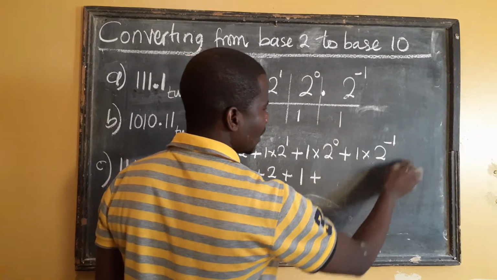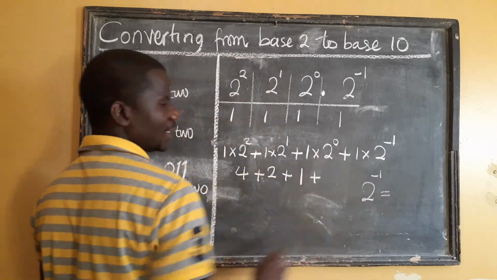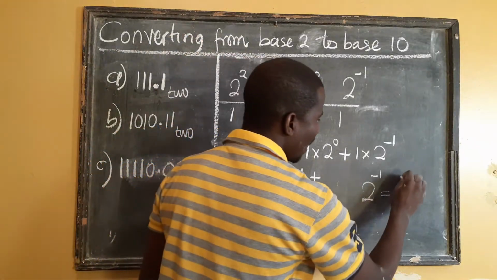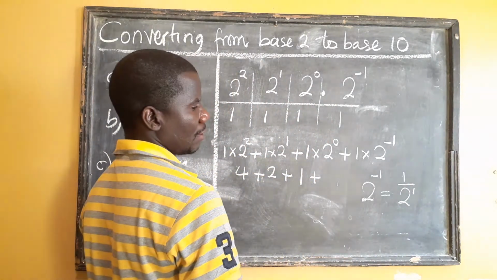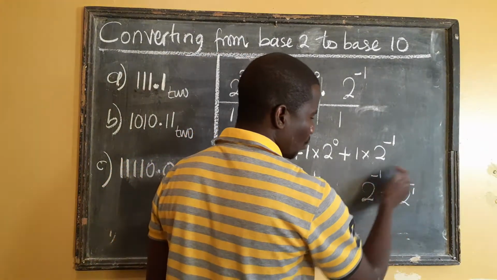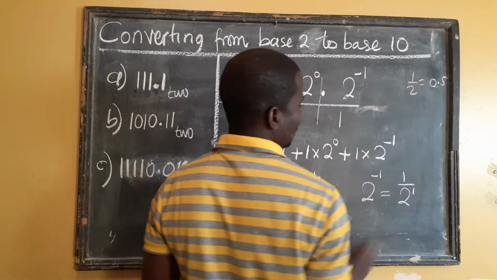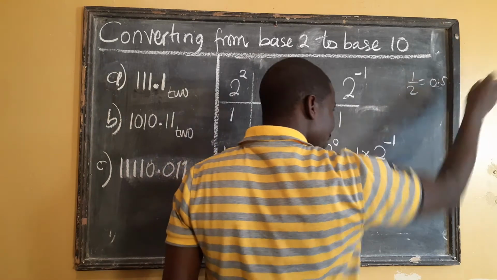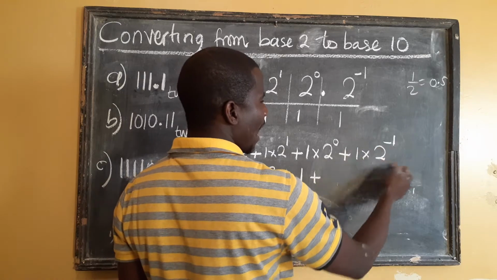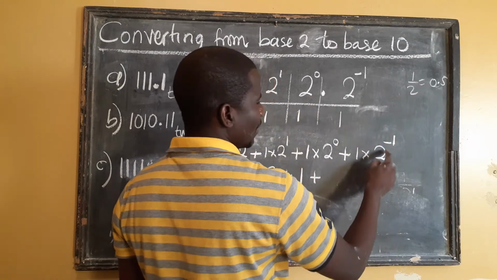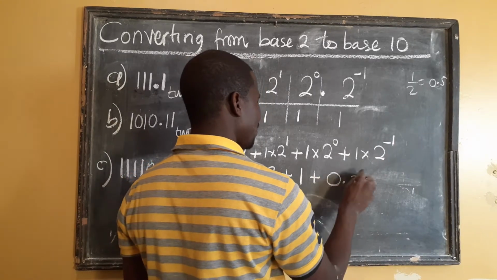Let us deal with this part here. We need to work out this part. 2 to the power negative 1. What do we get here? This is just the same as 1 over 2 to the power 1. So when we simplify this one, it is going to be 1 over 2, which is the same as 0.5. So take note of that. So this part here is the same as 0.5. So we're going to have 0.5 here.